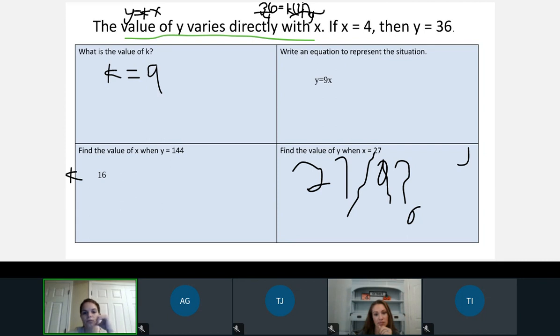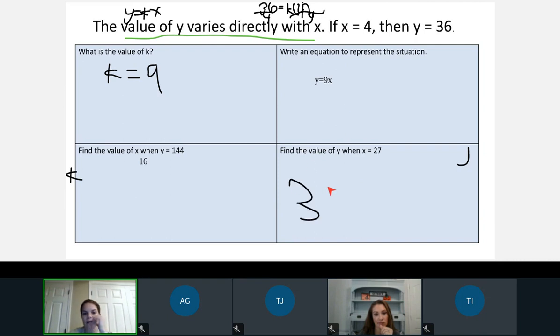Good. So Jania, will you write it for me like an equation? So take your x and plug it in. So we have this equation right here, y equals 9 times x. Just plug in what you do know. Here it says find the value of y. So we're looking for y. Yeah, there you go. Y equals.